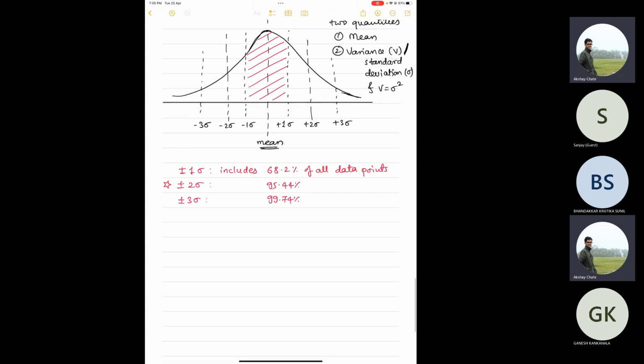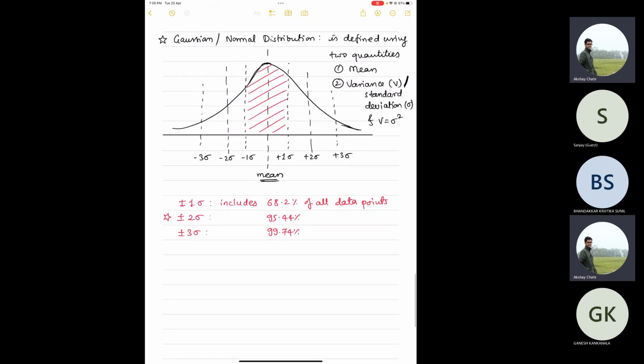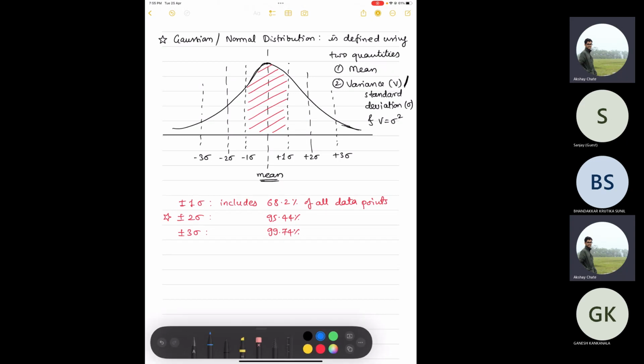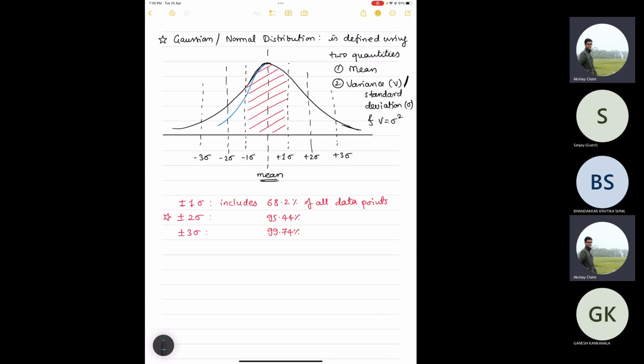So I hope mean and variance is clear. If your normal distribution has a smaller variance, maybe I can use a different color in this figure only. So there can be another normal distribution like this, which has the same mean, but the spread will be smaller. So this is a normal distribution with lower variance or sigma or standard deviation.